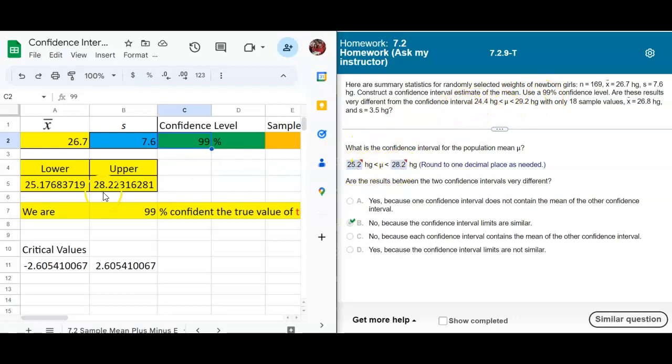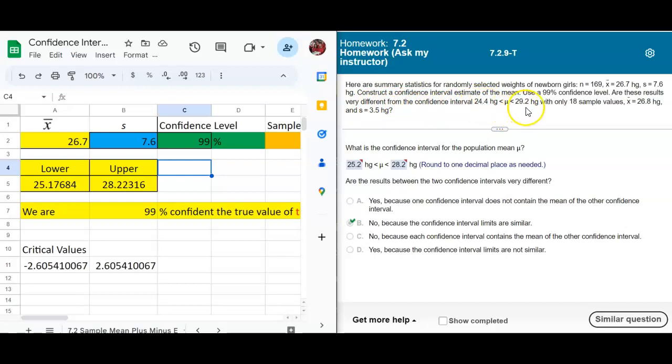So 25.2, 28.2. There's those. I can again decrease my decimal places just down to 1 if rounding is an issue. I would keep that up for other questions because it's not always one decimal place. All right, and then it says, are these results very different from this confidence level?